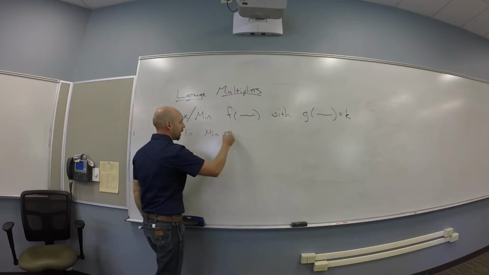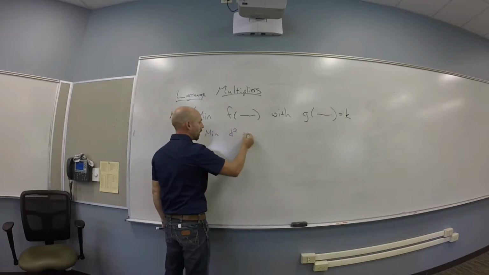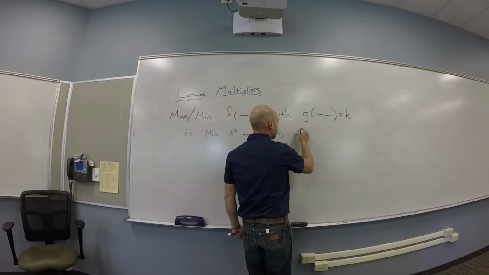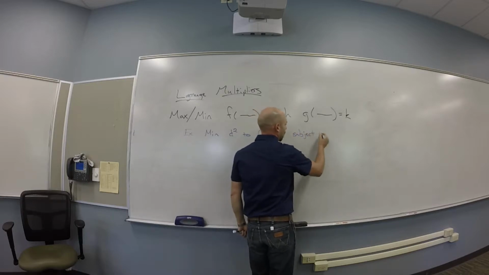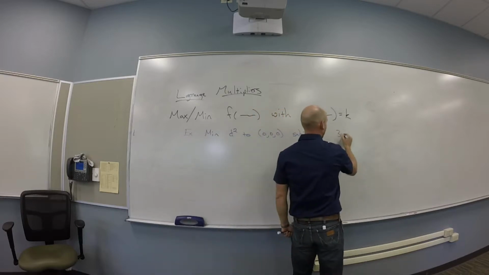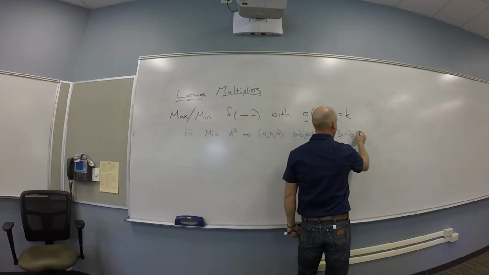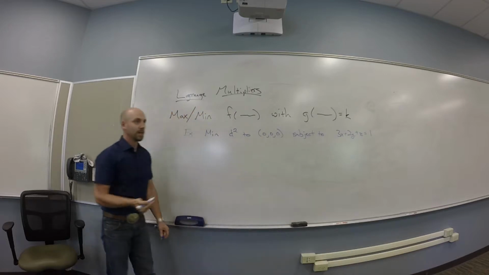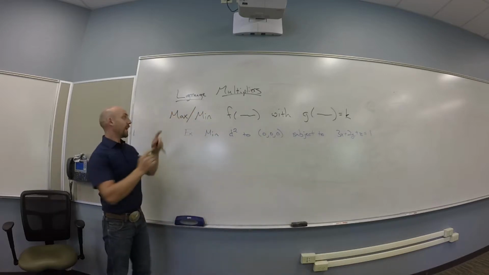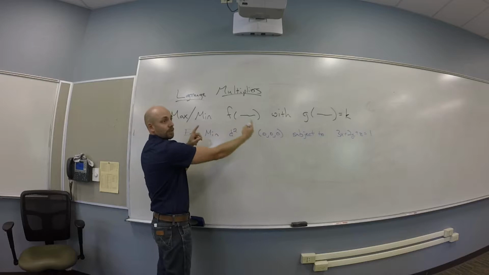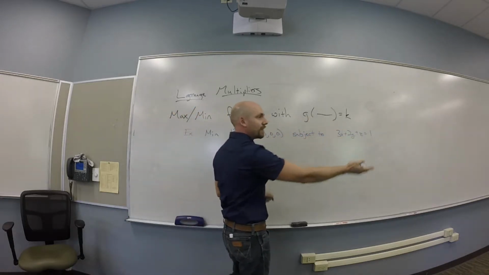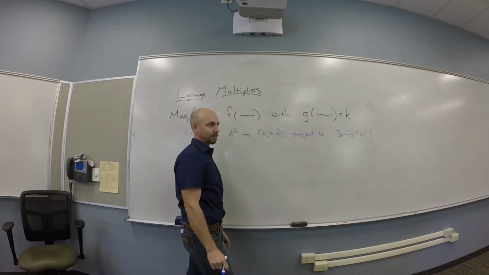Cool. So, for example, that problem we just did, what was that? Minimize the distance squared to 0, 0, 0, subject to 3x plus 2y plus z is 1 or something, right? You guys see that? That's maximize or minimize a function, right? With something equals some constant. You guys all see that?